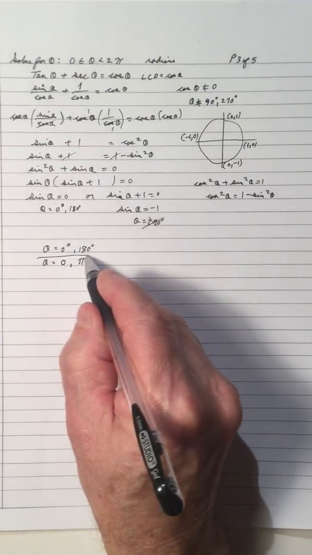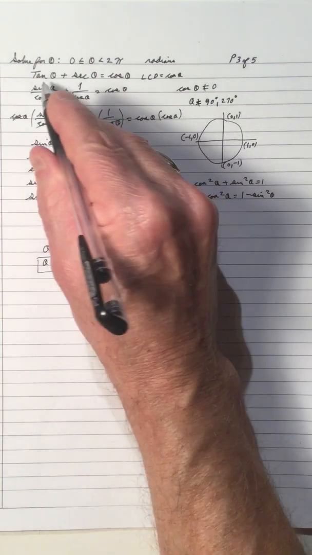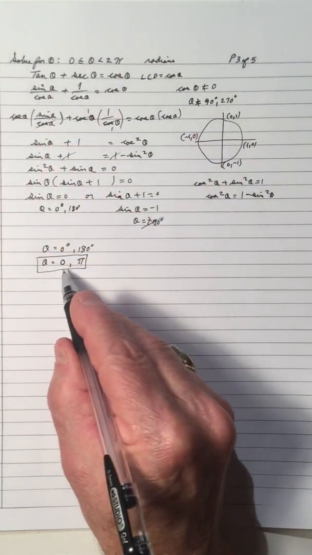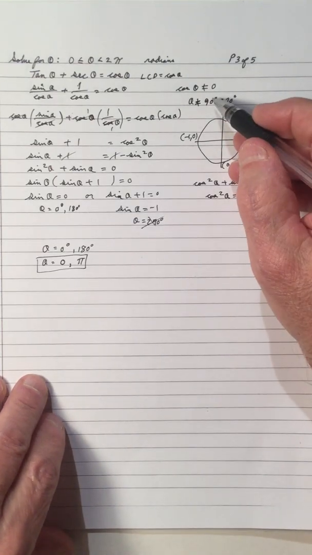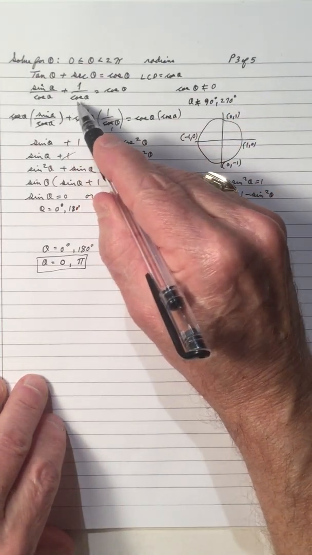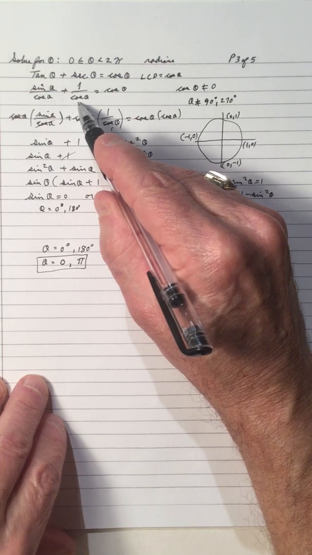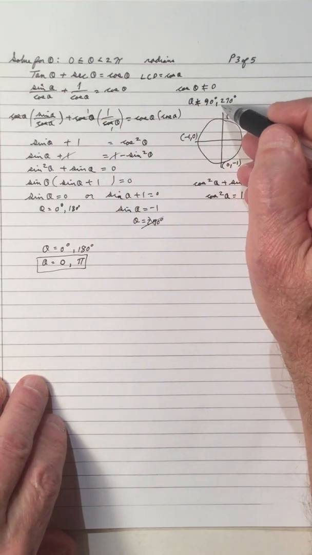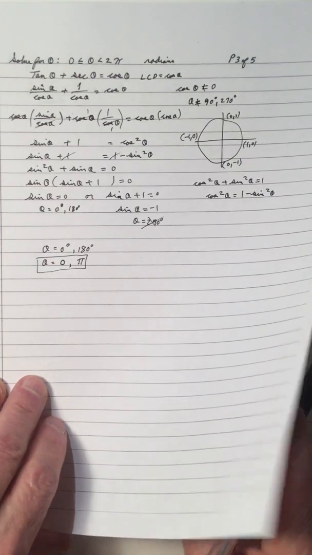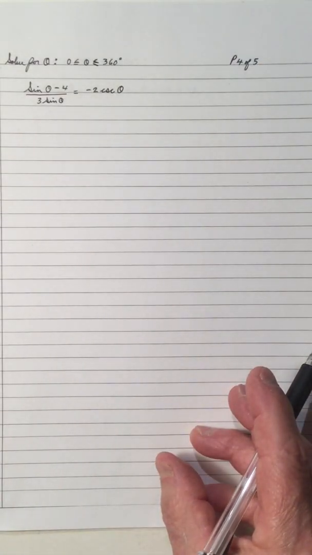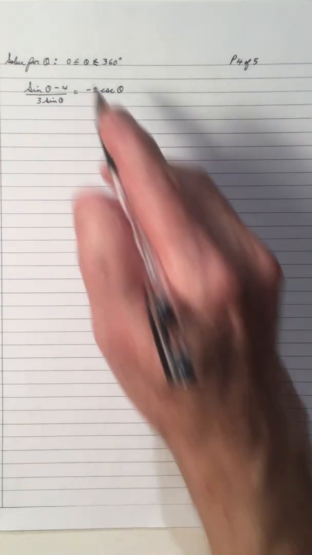And so in terms of radians, this equation works when theta is 0 or pi. And again, always check when your denominator can't be 0, and that's to find those values of the angles that you can't use. Always check. And let's solve another one.